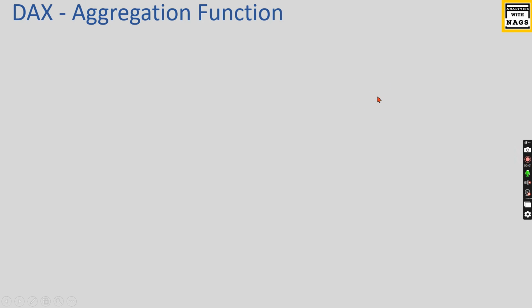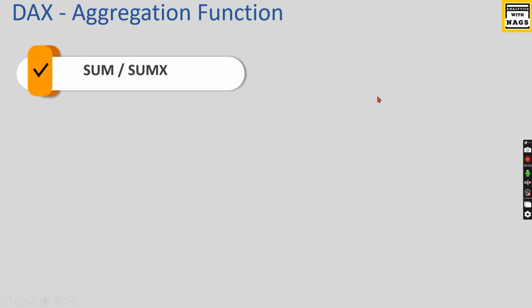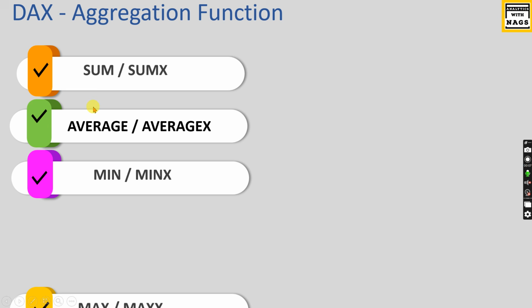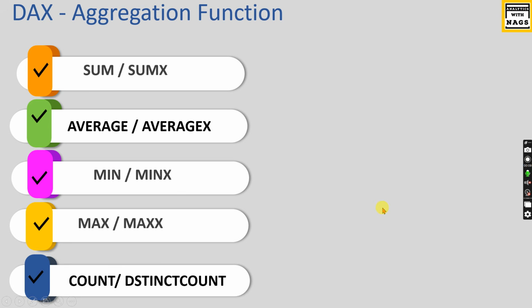In this section, let's try to understand what aggregate functions are in DAX. We have SUM, AVERAGE, MIN, MAX, COUNT and DISTINCTCOUNT. There are a lot of other aggregate functions, but for the time being, we are covering only these. And we have SUMX, AVERAGEX, MINX, MAXX, which are the iterators of the sum functions.